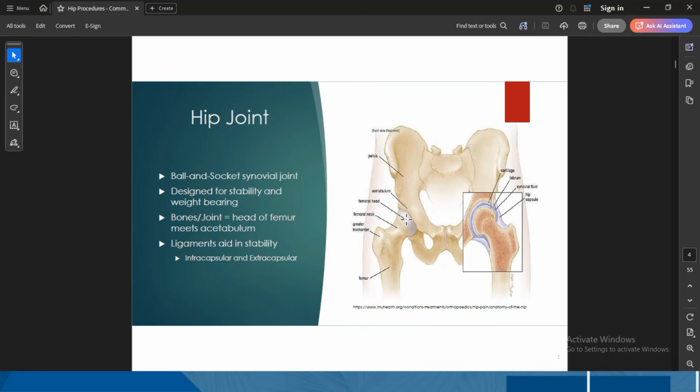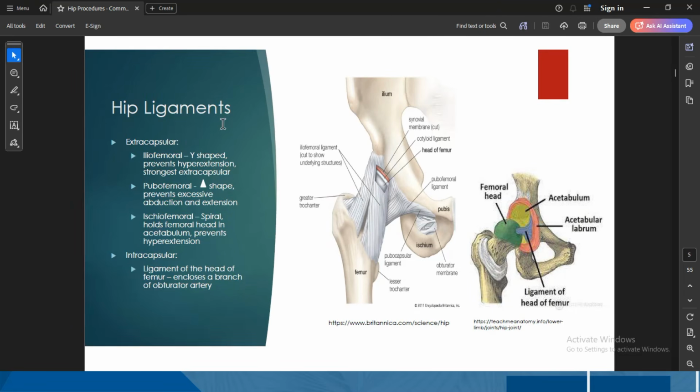Next, in the hip joint we have ligaments also. These ligaments are helpful for stability. We have two types of ligaments in the hip. First one is intracapsular and the next one is extracapsular ligament. So these are the hip ligaments. First we have the extracapsular ligaments. What are the extracapsular ligaments? Iliofemoral, pubofemoral as well as ischiofemoral.